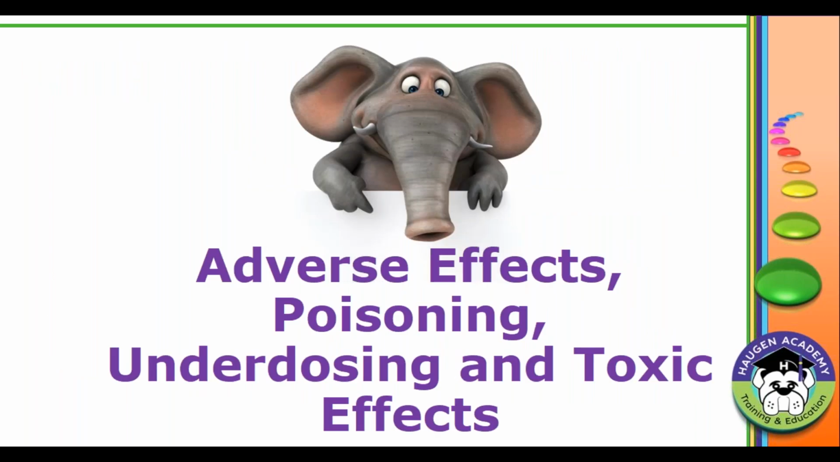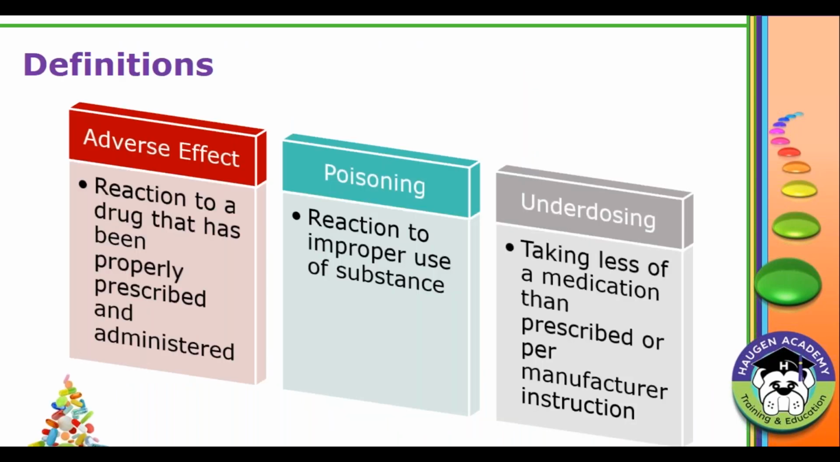Moving into adverse effects, poisonings, underdosings, and toxic effects. All of the coding guidelines do a really good job of defining adverse effects, poisonings, and underdosings, but they don't really say what a toxic effect is. At least I didn't feel like the guidelines added a whole lot. But we do need to know the difference between adverse effects and poisonings. This isn't really anything new.